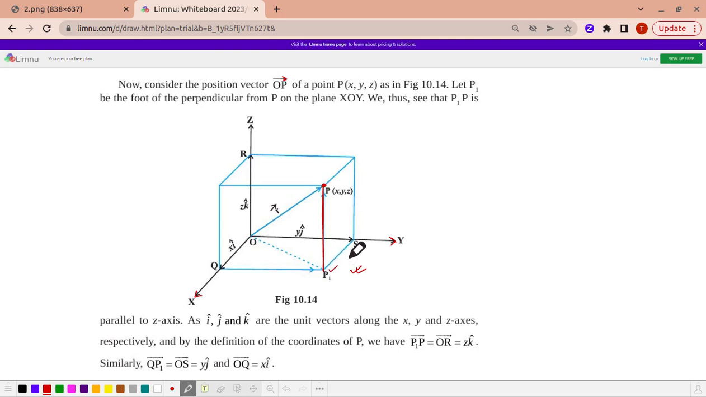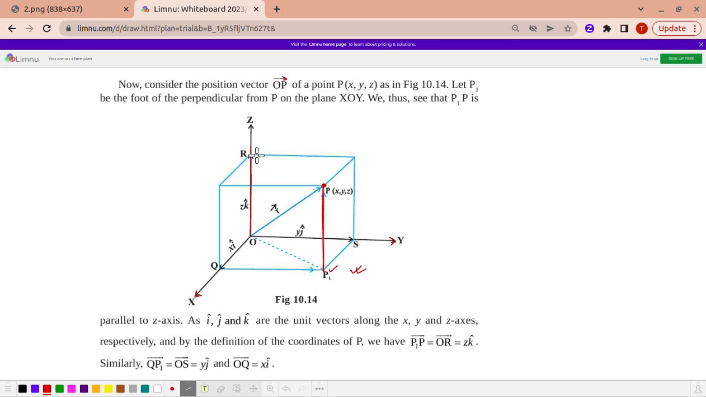Okay. Now this P1P is parallel to the z-axis. What is the z-axis? You see, this is the z-axis. Correct? Now if you see, this z-axis and P1P are parallel to each other, and we have learned that I cap, j cap and k cap are the unit vectors along the x, y and z axis respectively, and by the definition of the coordinates P, P1P is nothing but OR.